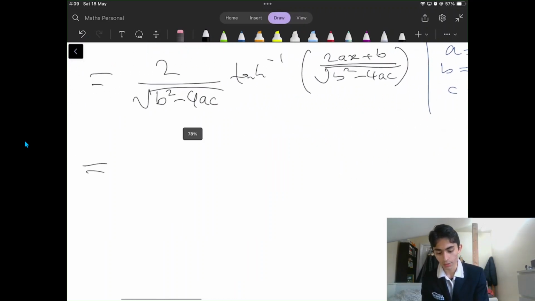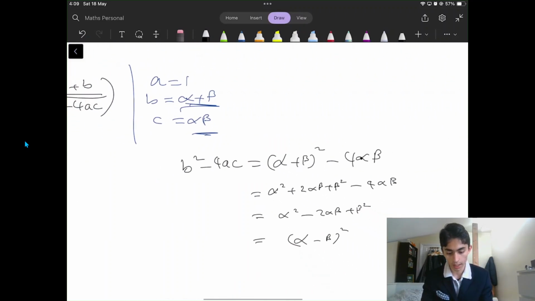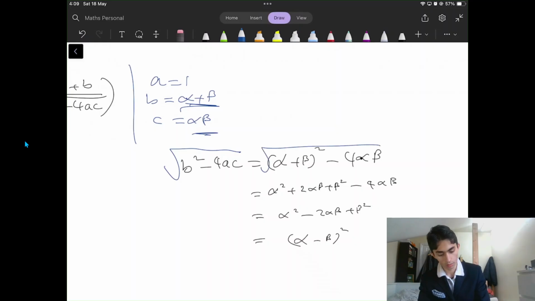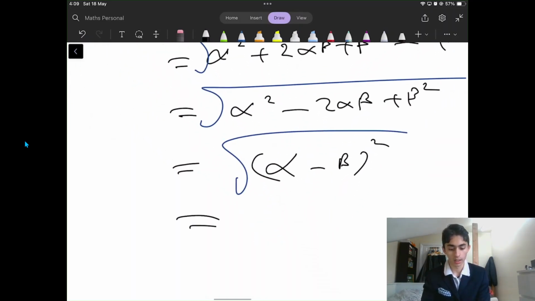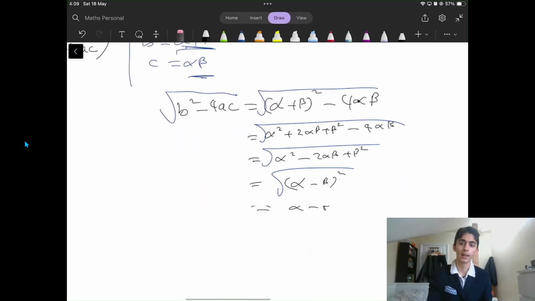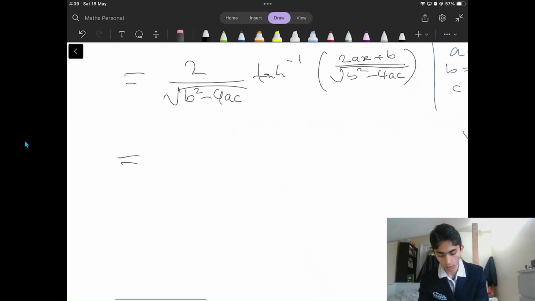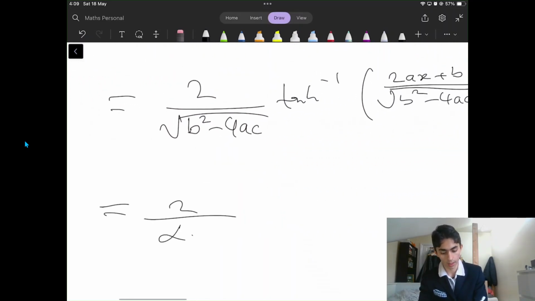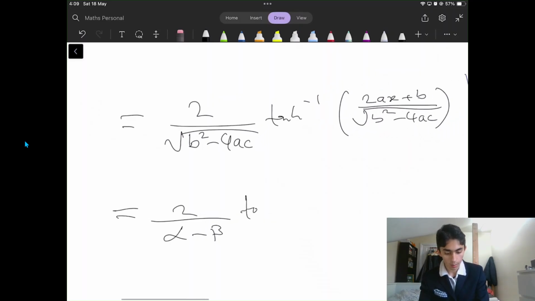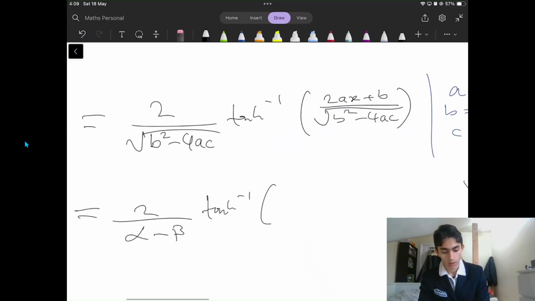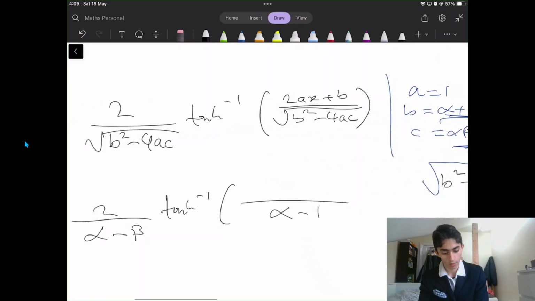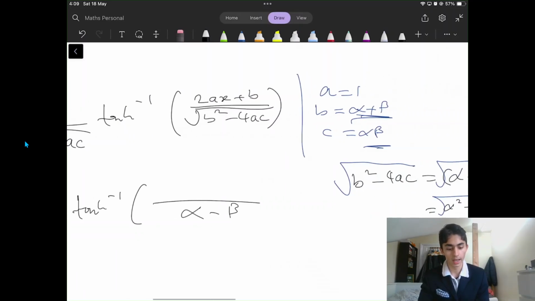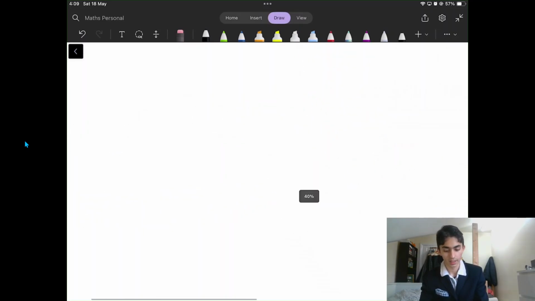Okay? If we collect like terms, we get alpha squared minus 2 alpha beta plus beta squared, which, recall, is equal to this, right? Instead of having b squared minus 4ac, we have a square root around it. So if I apply a square root around everything, the square root and the exponent cancel to just alpha minus beta. So we get 2 over root b squared minus 4ac is alpha minus beta times hyperbolic tan inverse of the denominator, once again alpha minus beta. The numerator 2ax is 2 times 1 times x, which is 2x, plus b, which is alpha plus beta, right?